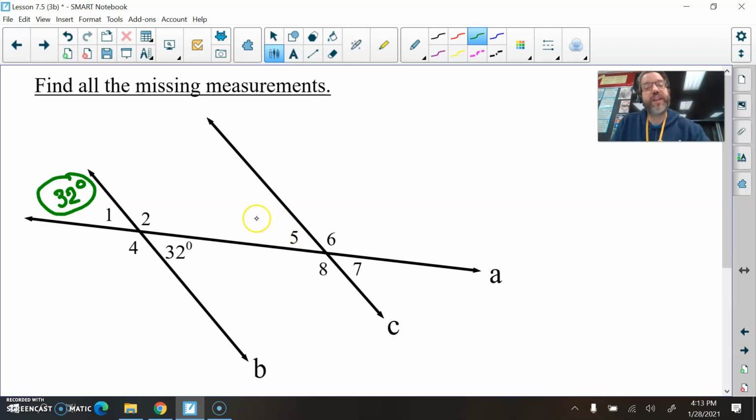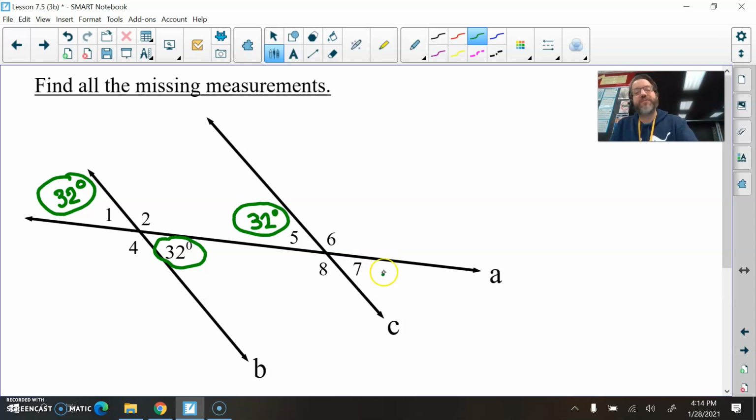How about angle 5? That has to be 32 degrees also, doesn't it? I may as well circle this one since it's a known measurement. How do I know angle 5 is 32 degrees? A couple of ways. One way is because these two angles are alternate interior angles, which have to be congruent. I also know this is 32 degrees because angle 1 and angle 5 are corresponding angles. Remember, corresponding angles are congruent. They're in the same location in their individual groupings of angles. So there are a couple of ways I know that's 32 degrees.